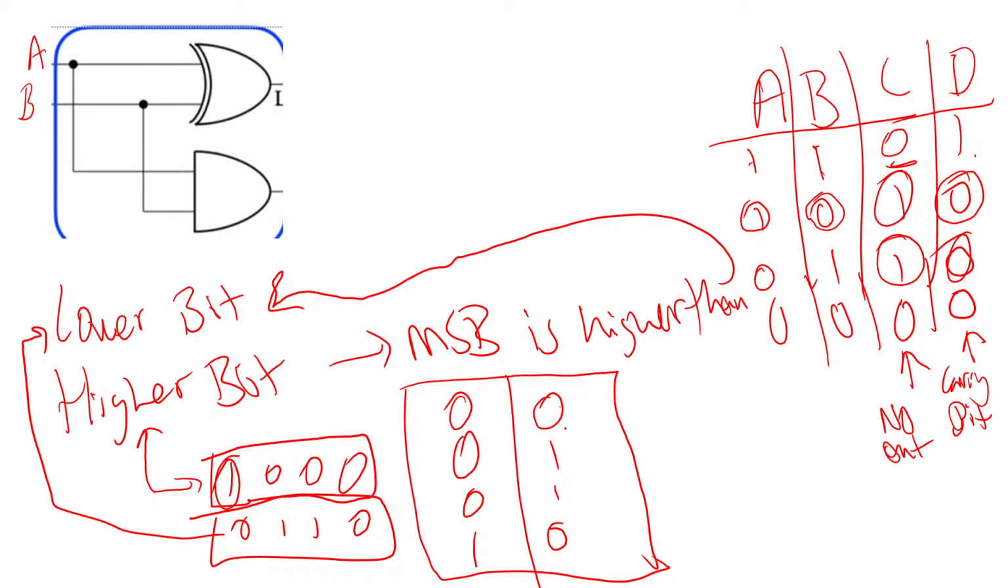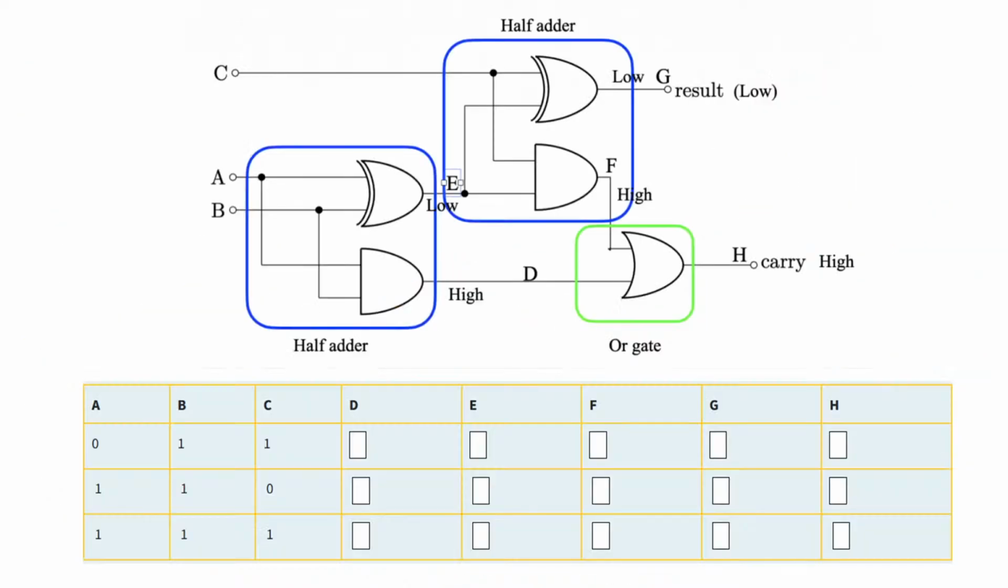So this actually represents the XOR gate, and this represents the AND gate. Okay, next bit. So now we have a half adder, and this is a half adder, and an OR gate, which makes a full adder.